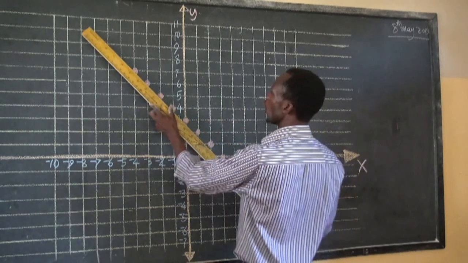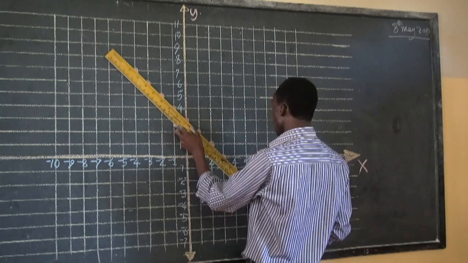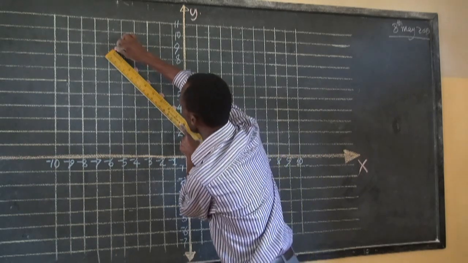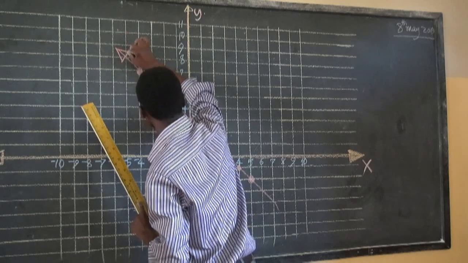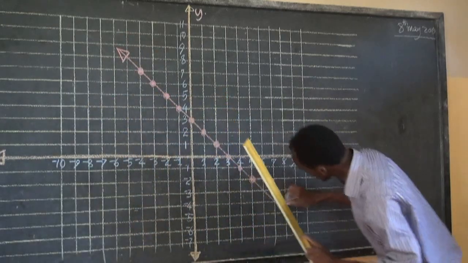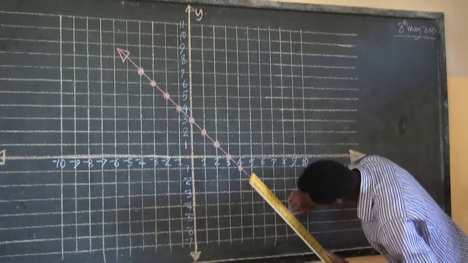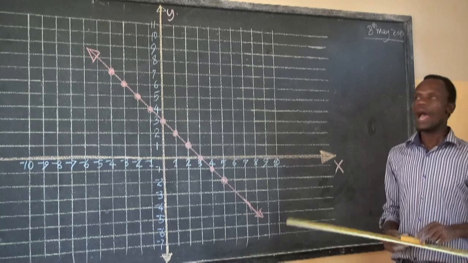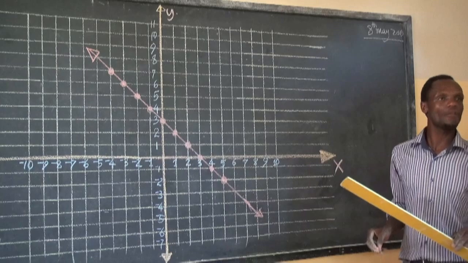This is how we join. Let me join like this, using the ruler, not using your bare hands. Now you join all your points. We always draw with an arrow. I told you why we draw with an arrow: it shows that the line keeps moving on. It has got no ends. After you have done so, you label your graph.